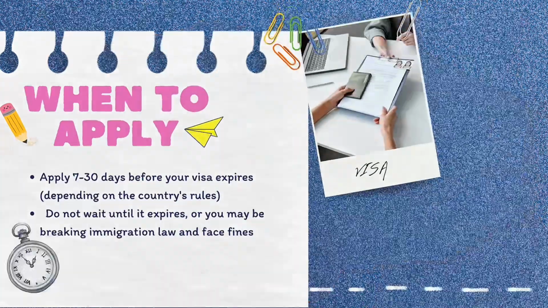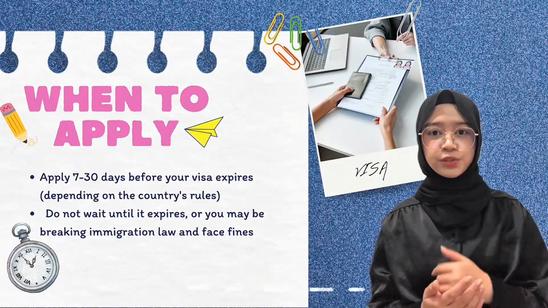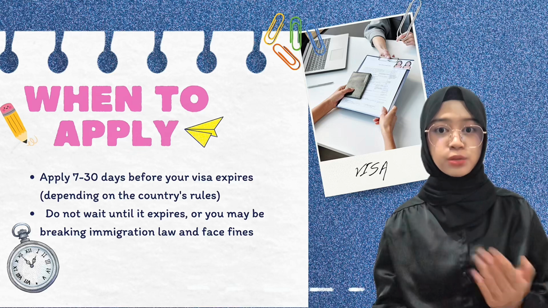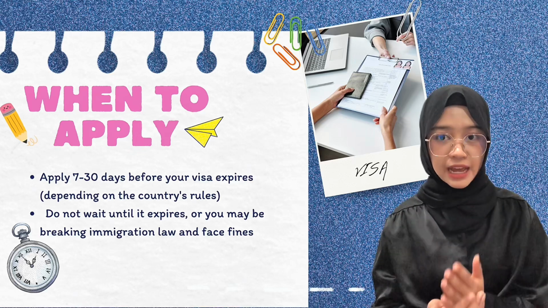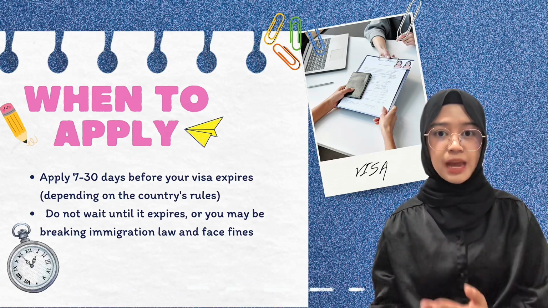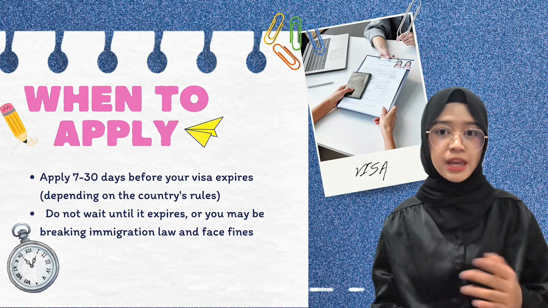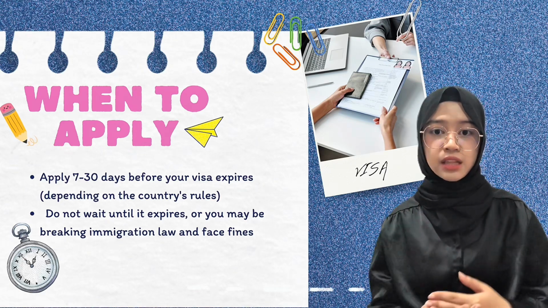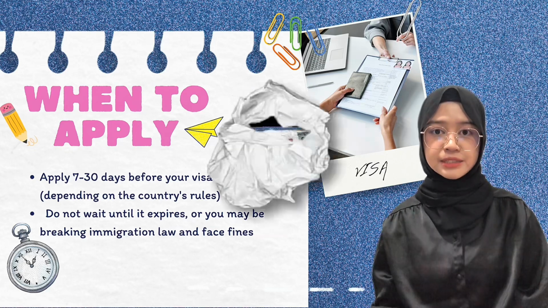So, when should you apply for a visa extension? Ideally, apply 7 to 30 days before your current visa expires. The exact timing depends on the country's rules. Never wait until your visa expires because overstaying can lead to legal issues or fines.